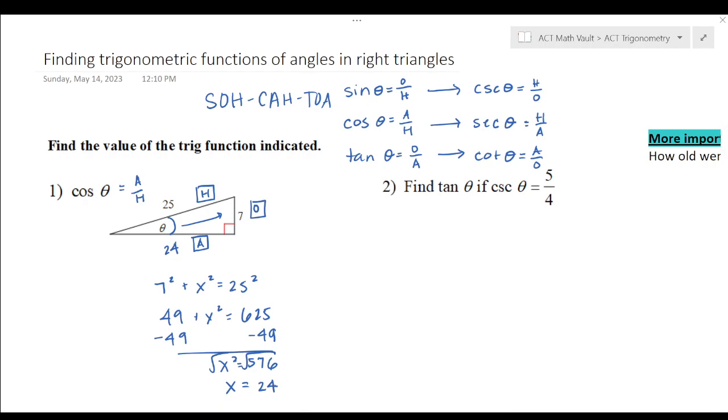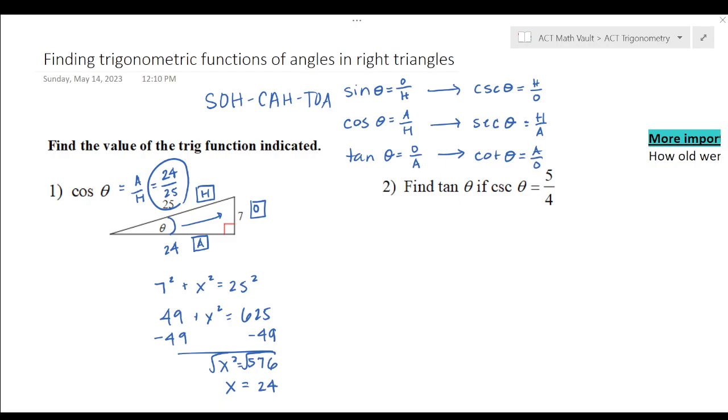Okay, so what's our final answer? Now we have an a, so it's 24 and we have the h, and that's 25. So your final answer is just the fraction 24/25. Okay, next one, number 2. It says to find tangent if cosecant is 5/4.